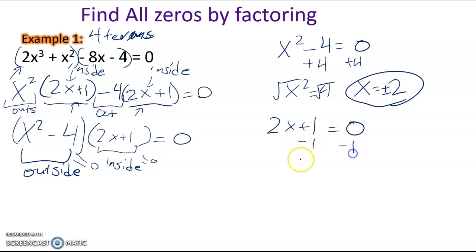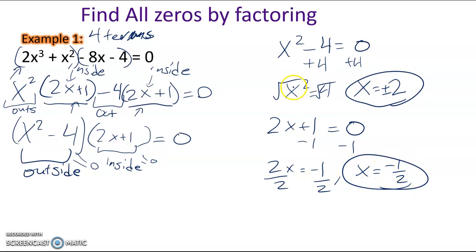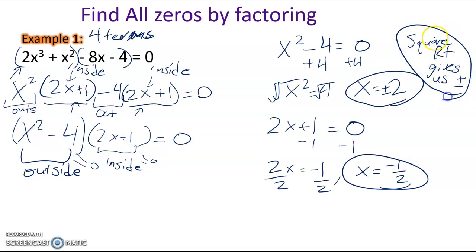And then subtract the 1, you get yourself 2x equals negative 1. Divide by 2 on both sides, and you get x equals -1 over 2, all right? Now, because of this one up here, since we're square rooting, square root gives us, remember, plus and minus, all right? Make sure you remember that anytime you're taking the square root.